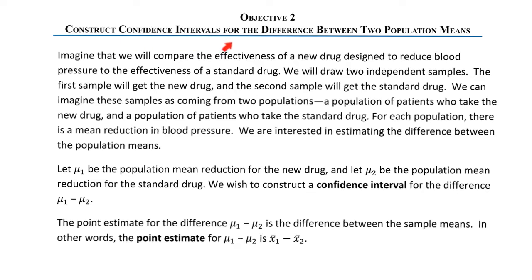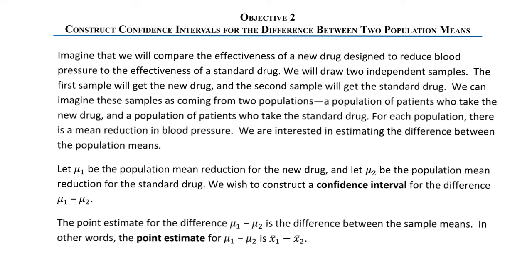Objective 2. Construct a confidence interval for the difference between two population means. Imagine that we will compare the effectiveness of a new drug designed to reduce blood pressure to the effectiveness of a standard drug. We will draw two independent samples. The first sample will get the new drug. The second sample will get the standard drug. We can imagine these samples as coming from two populations: a population of patients who take the new drug and a population of patients who take the standard drug.